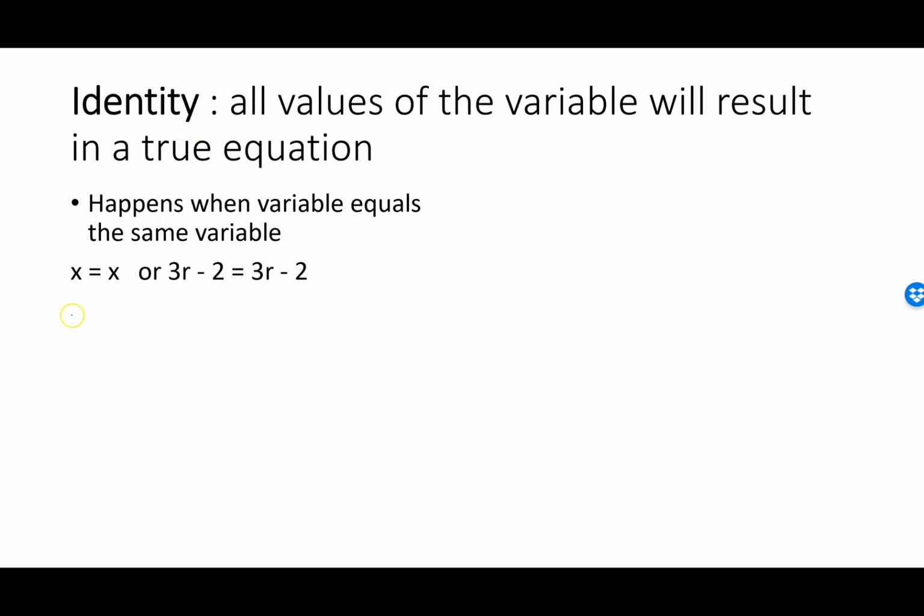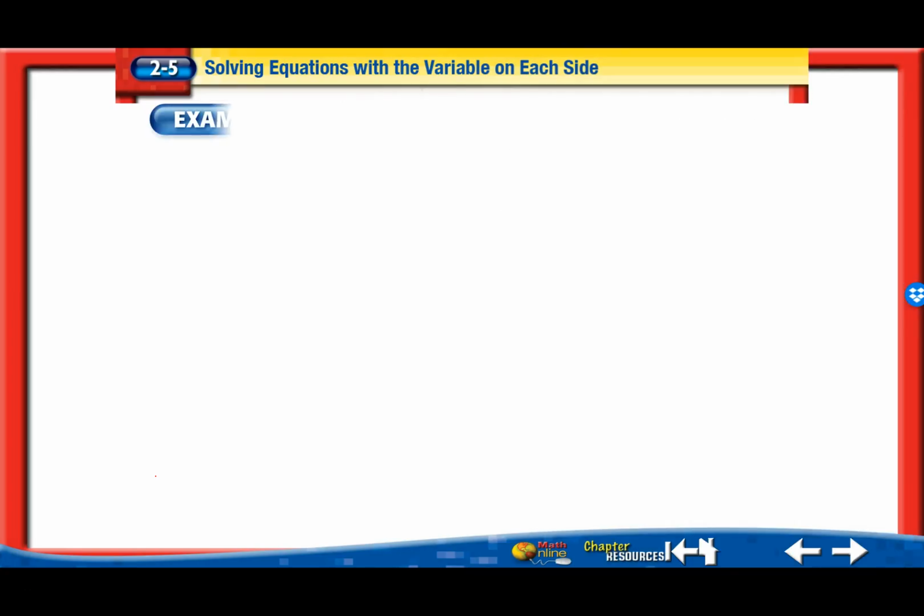So no matter what I put in here for x equals x, if I substitute 2, it's going to equal 2. 5 is going to equal 5. And 300 is going to equal 300, no matter what I put in there. So just so you know what that is.